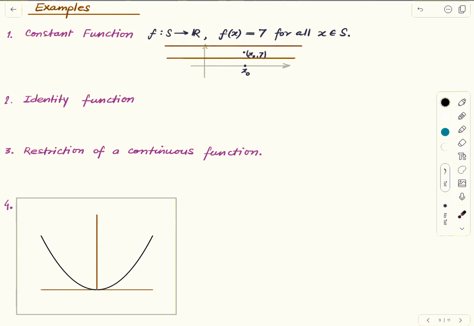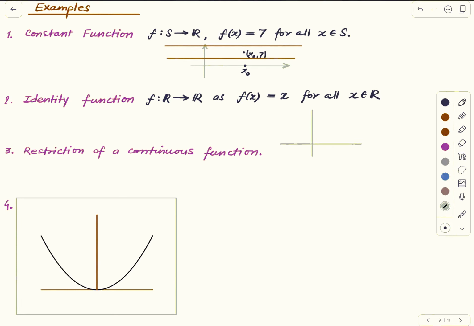Okay, and here is another one, the identity function. Define f(x) equals x for all x. We claim that this is also a continuous function. So let's see why. Let's draw the graph first, it helps in this case. This is roughly what the graph is going to look like. And let us try to see why this is continuous at, let's say, this point.